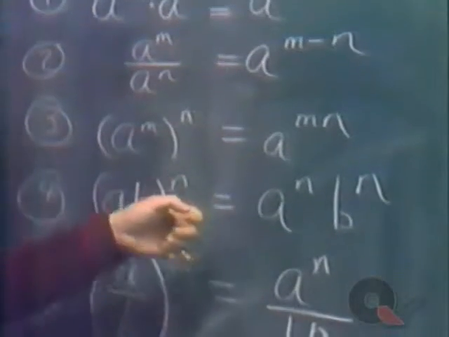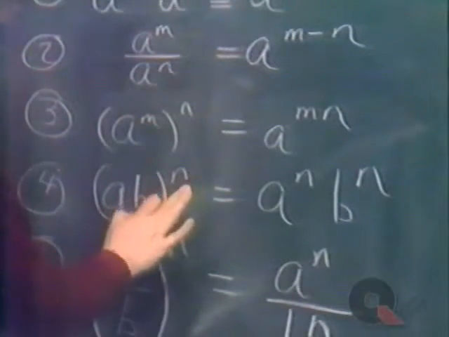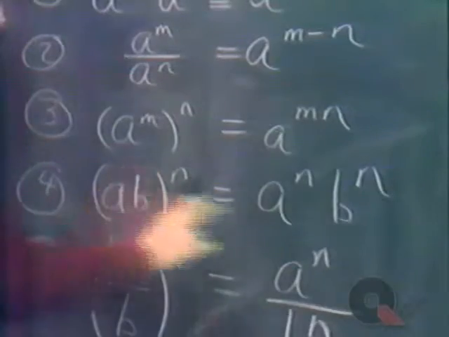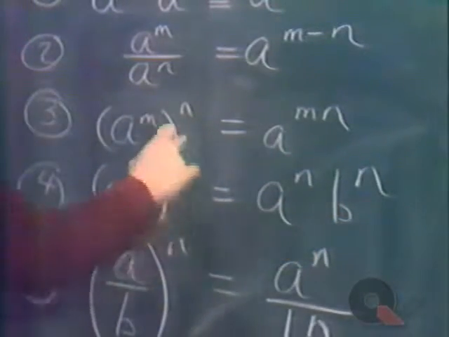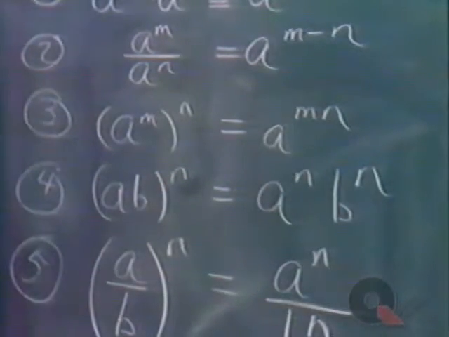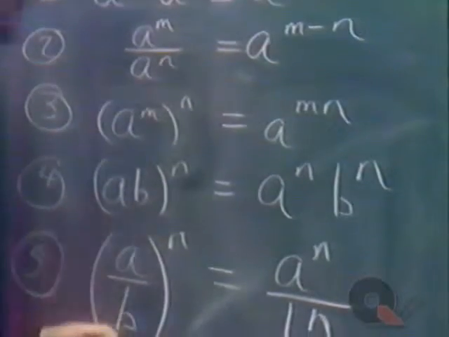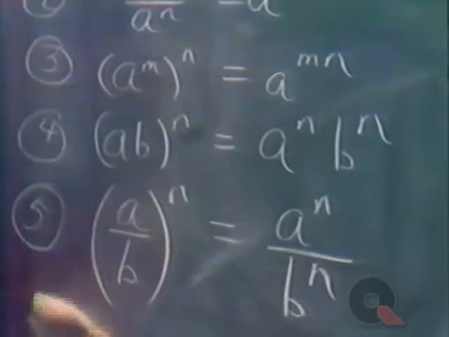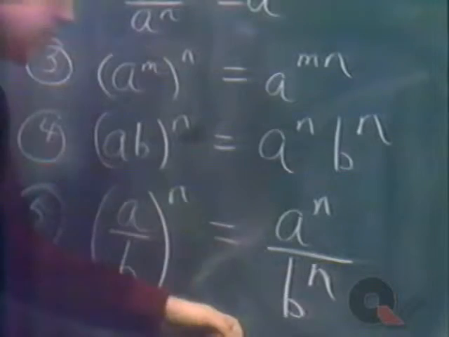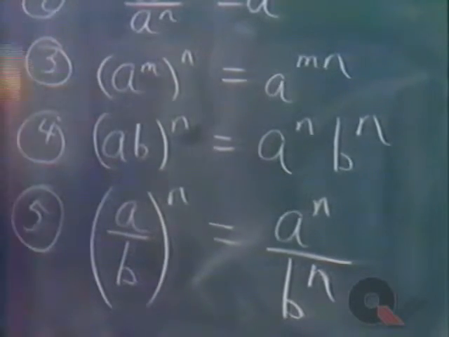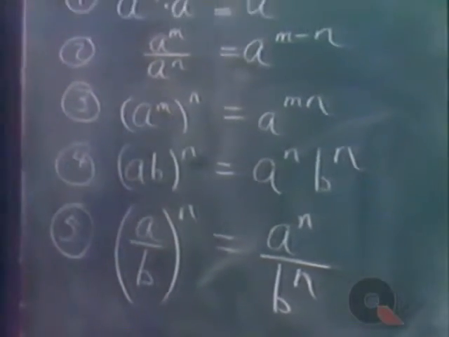A product to a power. Okay, a product to a power, we simply take each factor to the power. a b to the n is a to the n, b to the n. And a quotient to a power, a over b to the nth power, it's the numerator to the power over the denominator to the power. In examples 2 and 3, we're assuming, of course, that we're not dividing by 0.